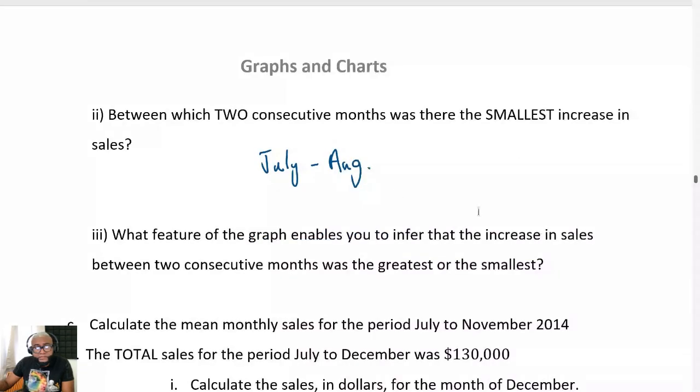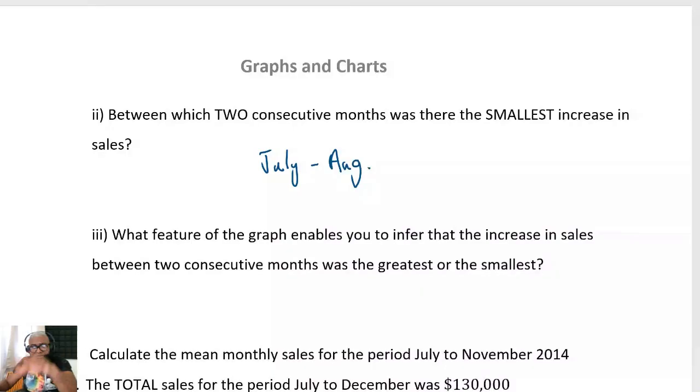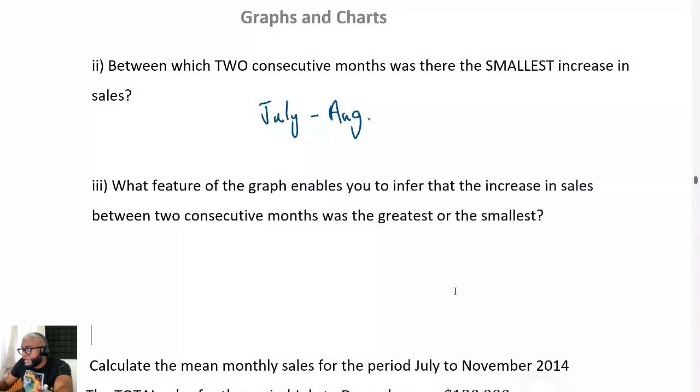Everybody good there? What feature on the graph enables you to infer that the increase in sales between two consecutive months was the greatest and smallest? Simple English, right? The word is gradient we're looking for. So you can say the line that had the greater gradient would have been the greater increase, right? If you want to put it in layman's terms, we'll use the word steepness.